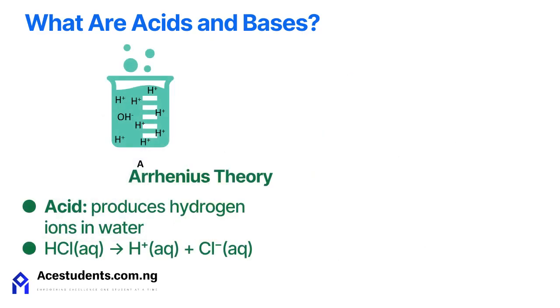According to the Arrhenius theory, an acid is any substance that produces hydrogen ions when dissolved in water. For example, hydrochloric acid separates into hydrogen ions and chloride ions in aqueous solution. This theory only applies to solutions in water, which is a limitation you should remember. In exams, always include the phrase produces hydrogen ions in water.